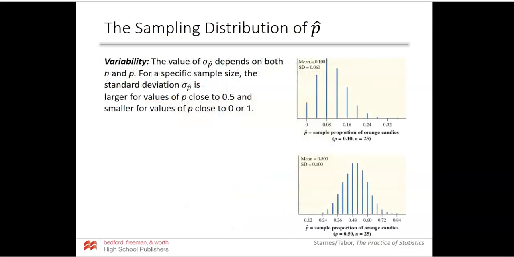So, variability. The standard deviation depends on both n and p. If you remember, the formula involves the square root of pq over n. The standard deviation is larger for values of p that are close to 0.5. Typically when you have 0.5, you're going to have a larger standard deviation. There's more room to spread out, if you want to think about it that way, but a smaller standard deviation for values closer to the edges, 10% or 90%.